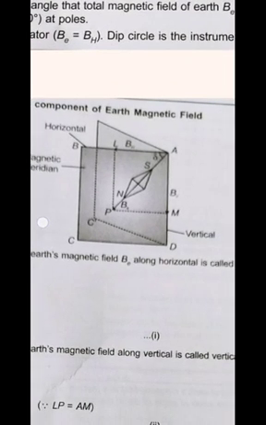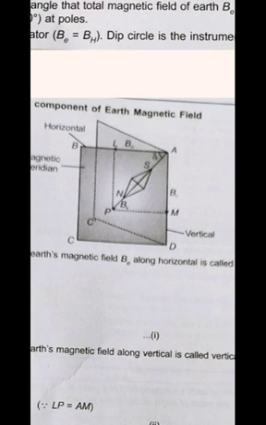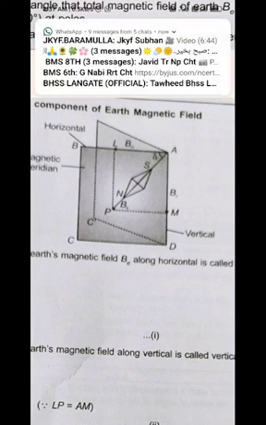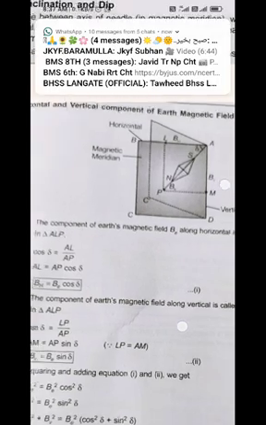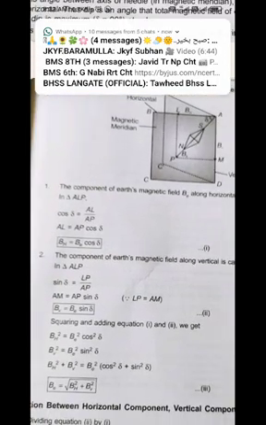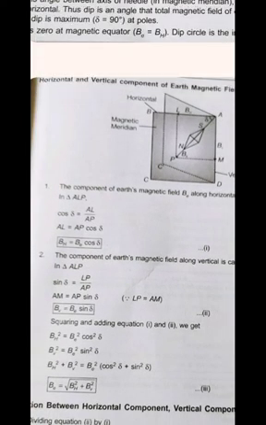AB is the magnetic meridian or horizontal. Plane ABCD is the magnetic meridian. AB is the horizontal and AP is the total magnetic field of Earth. The component of this along AB is called the horizontal component BH, and the component along the vertical, that is AM, is called the vertical component, denoted by BV.